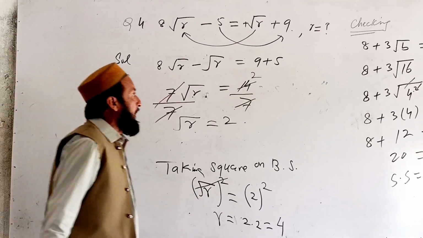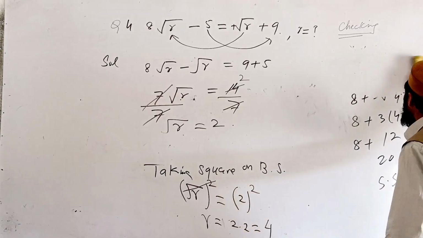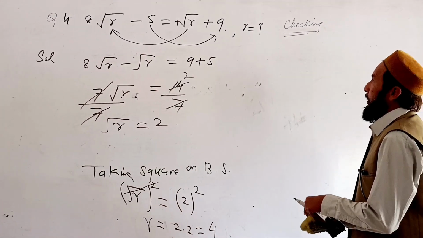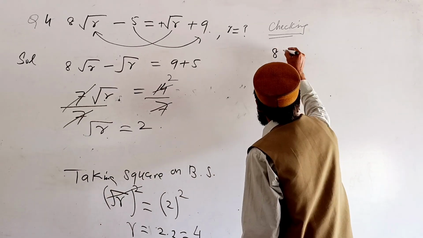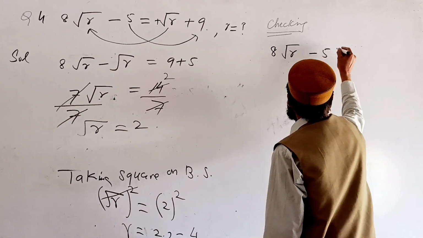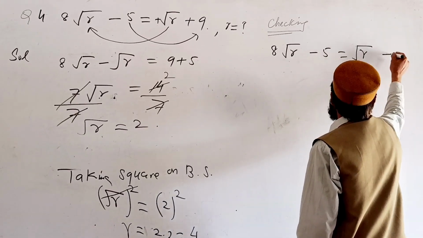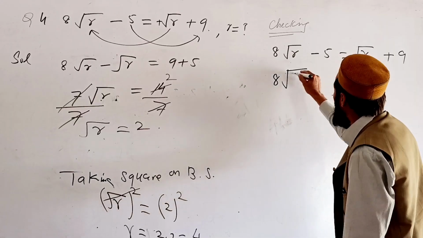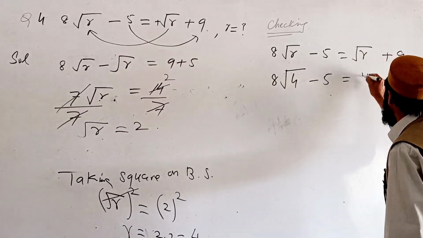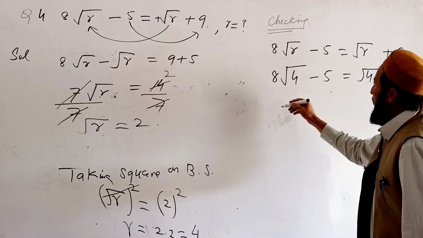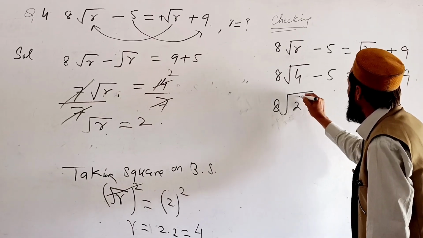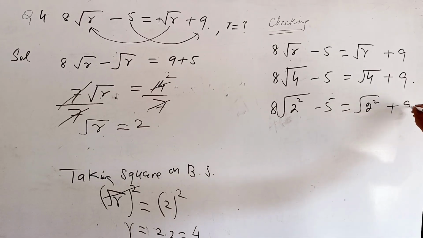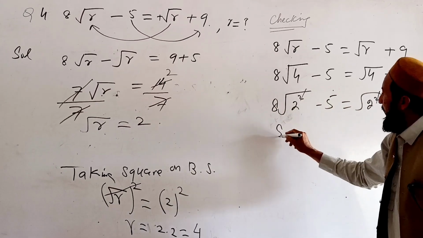Now we try to check, because in a square root problem we must check the answer. We replace in the original question, in place of r we put the value of 4. 8 into square root of r minus 5 is equal to square root of r plus 9. We replace the value of r and we get 8 into 2 squared minus 5 is equal to 2 squared plus 9. The square root and square cancel each other.